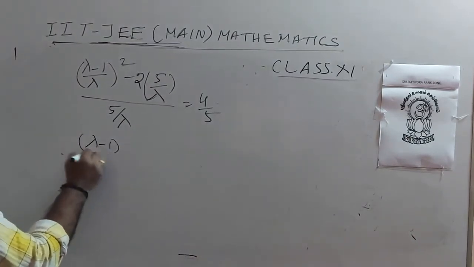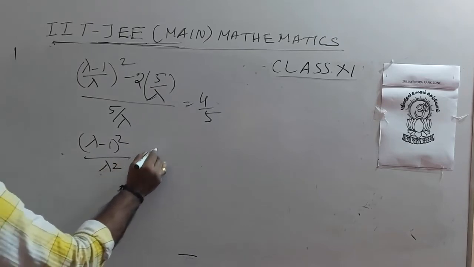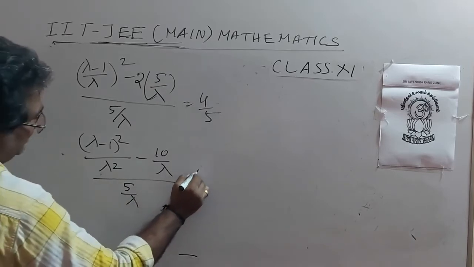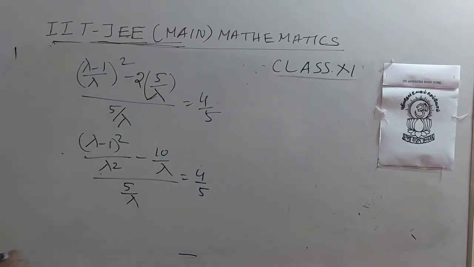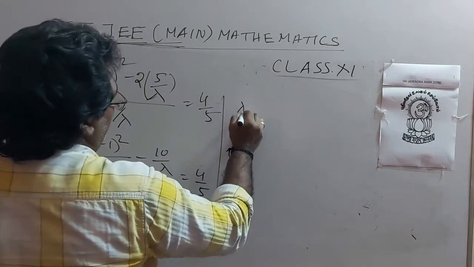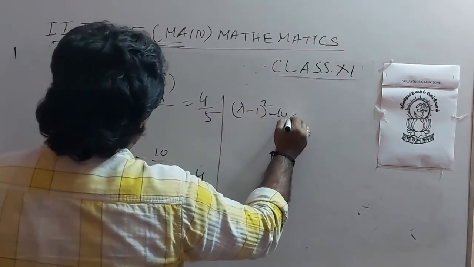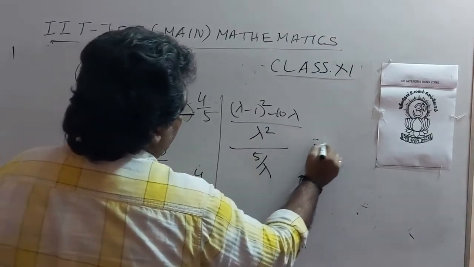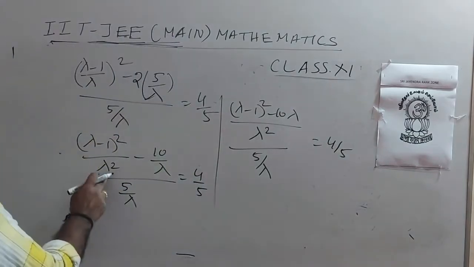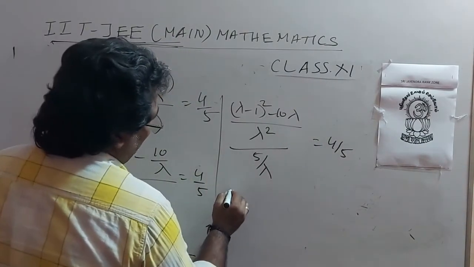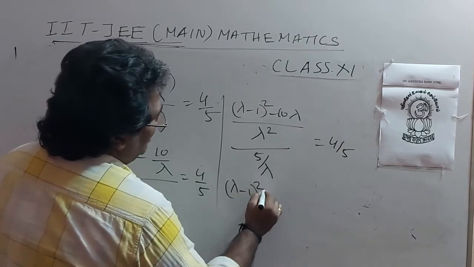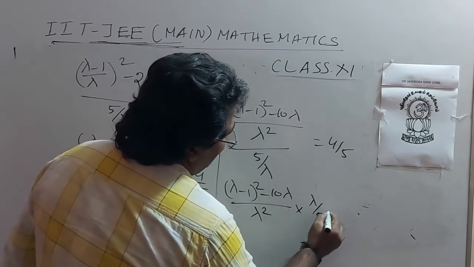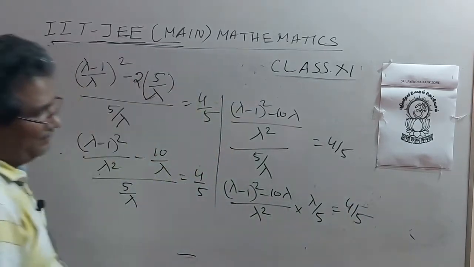So lambda minus 1 whole square by lambda square minus 10 by lambda by 5 by lambda equal to 4 by 5. Here taking LCM, lambda minus 1 whole square minus 10 lambda divided by lambda square, into lambda by 5, equal to 4 by 5.